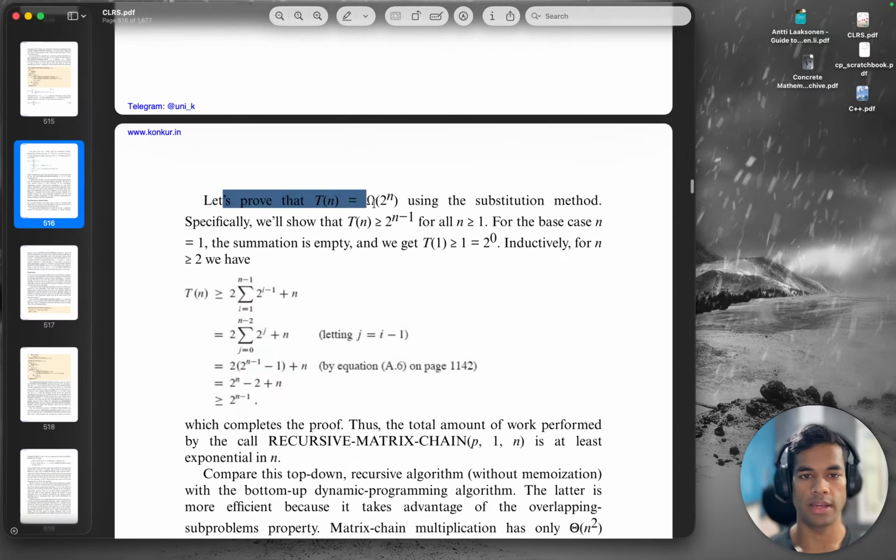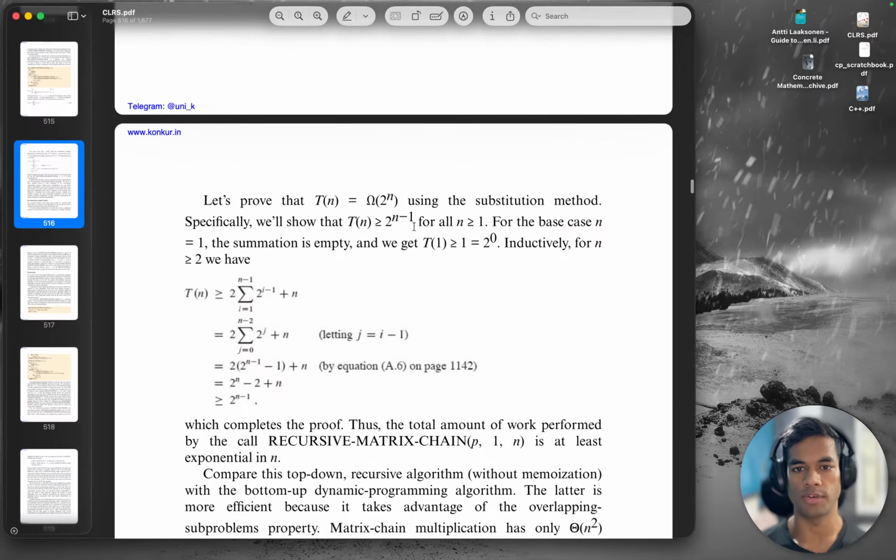Let's prove that Tn is worst case, average case, omega 2 power n using the substitution method. Specifically, we will show that Tn is greater than or equal to 2 power n minus 1 for all n greater than or equal to 1. For the base case n equals 1, the summation is empty. So we get 2 power 0.